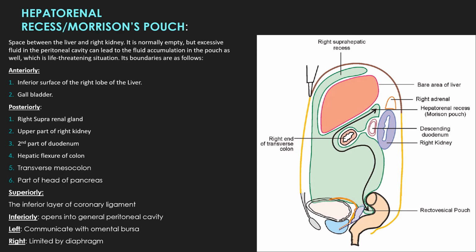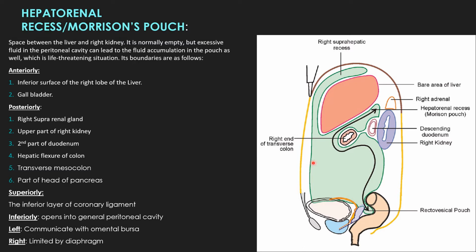So let's start with our most important topic of today's lecture, that is the hepatorenal recess or the Morrison's pouch. It is also known as the right posterior space or the right subhepatic space. It is a space between the liver and the kidney, as the name hepatorenal indicates. Normally this place is empty, but excessive fluid in the peritoneal cavity can lead to fluid accumulation in the pouch, and it is a life-threatening situation.